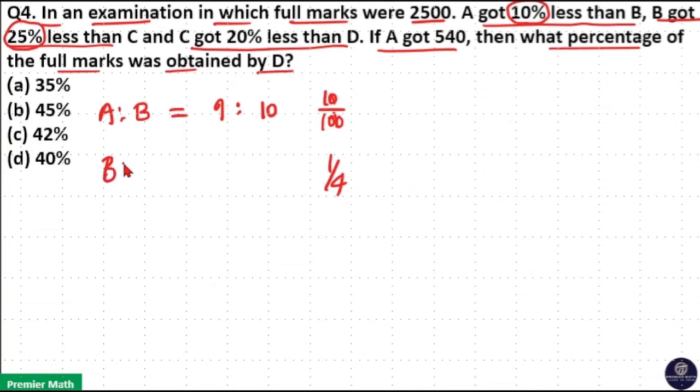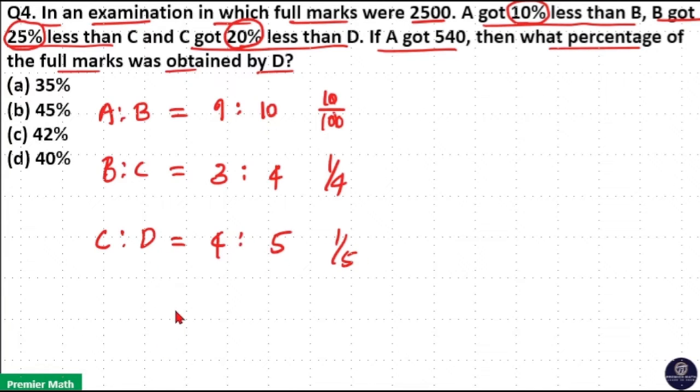So B is to C ratio is, here if C got 4 marks, B got 1 less than C, that is 3 marks. Again, C got 20% less than D. So C is to D ratio. Here 20% means 20 by 100. 20 goes 5 times in 100, that is 1 by 5 is the ratio. So if D got 5 marks, then C got 5 minus 1, 4 marks. 1 less than D, that is 4 marks.